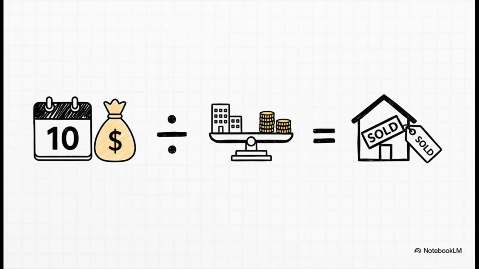Well, the most common way is to use something called an exit cap rate. You just take the property's final year of projected income and divide it by this rate. The easiest way to think of a cap rate is like a snapshot of the market's mood. A low cap rate means the market is hot. Buyers are willing to pay a premium for every dollar of income. A high cap rate means the opposite. The market's a bit cooler.